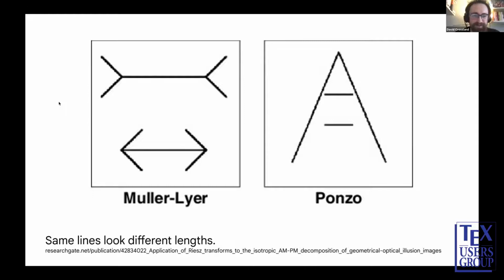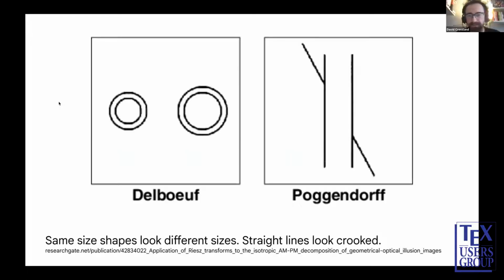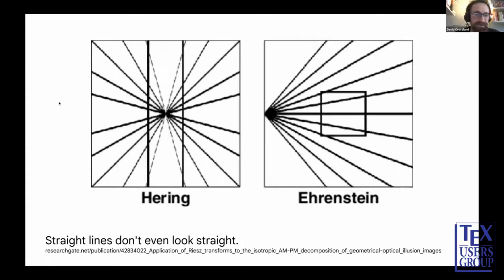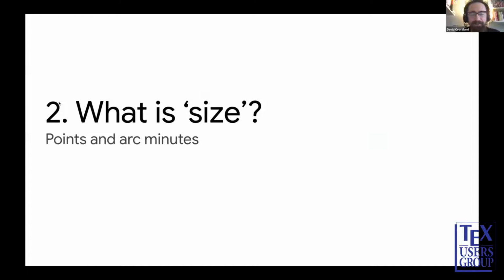So here we can see horizontal bars of the same length that look different lengths based on the context around them. Dots that look different sizes based on the context around them. Straight lines that look crooked. Straight lines that bend and warp. Lots of strange things can happen when looking at black and white shapes. And so that's a big concept for optical size design, that we can adjust the typeface to mitigate these kinds of effects as they change at different sizes.